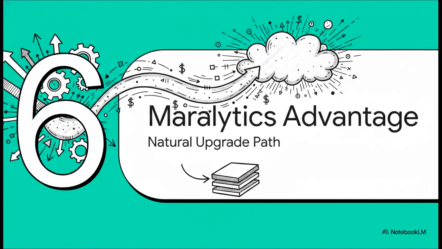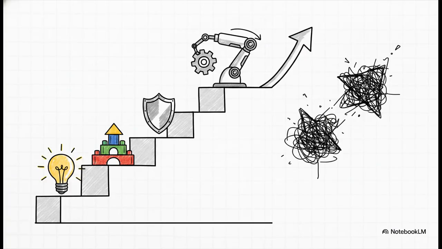Finally, Section 6, the Maralytics Advantage. Because look, this accelerator isn't just some one-off consulting gig, it's an entry pathway. This progression right here on the screen, this is the entire philosophy. You literally cannot jump straight to automation. It doesn't work. You have to gain clarity first.